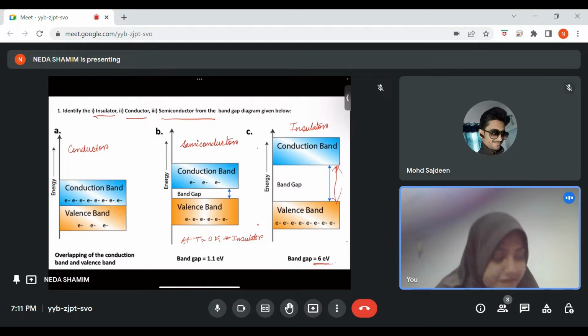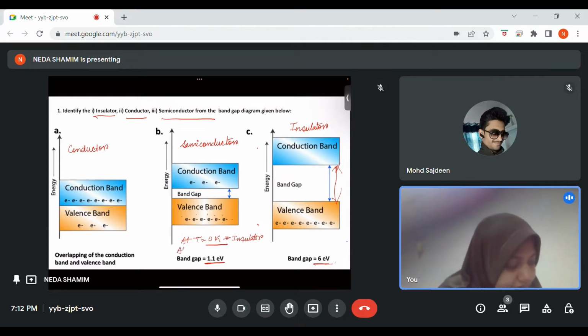But for a semiconductor, there is a slight band gap in the range of 1.1 electron volts, for silicon and germanium, and it goes up to around 2 electron volts. We can see the range in which the band gap of a semiconductor lies. In this small range, at T equal to 0, it's an insulator because all the electrons are lying in the valence band.